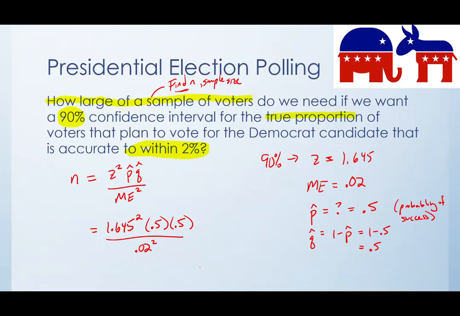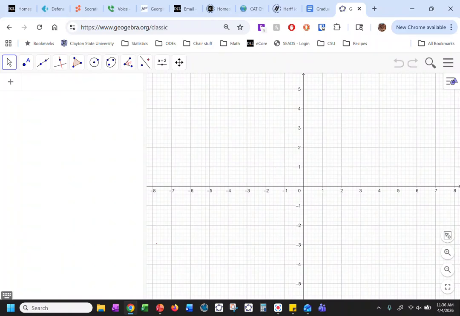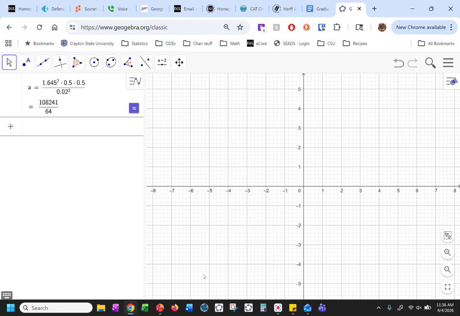And so we just need to put this into our calculator. Let's see here. There we are. And find out what it is, right? 1.645 squared times 0.5 times 0.5 divided by 0.02 squared. And of course, you don't really need those parentheses that I had put in to make it divide the whole thing because this is a product. Now I'm on GeoGebra Classic, and it's giving me the fraction. If I hit enter, I'm going to be able to do the decimal approximation.